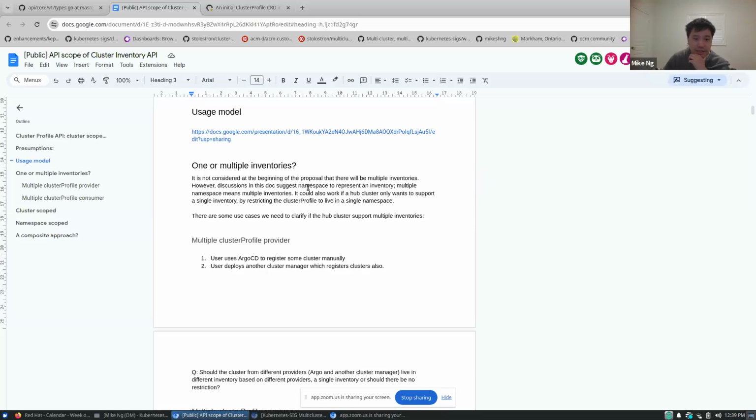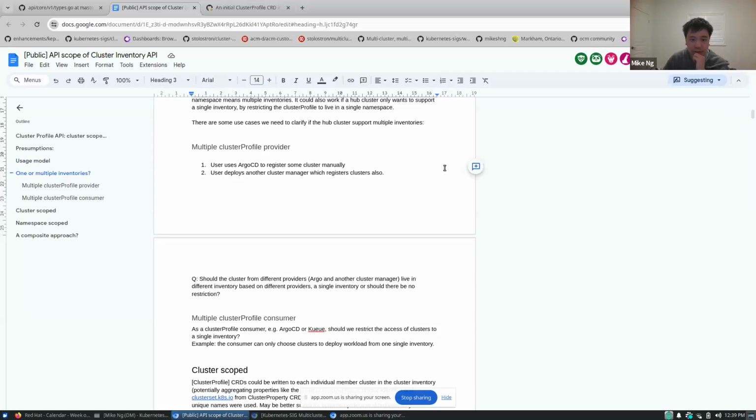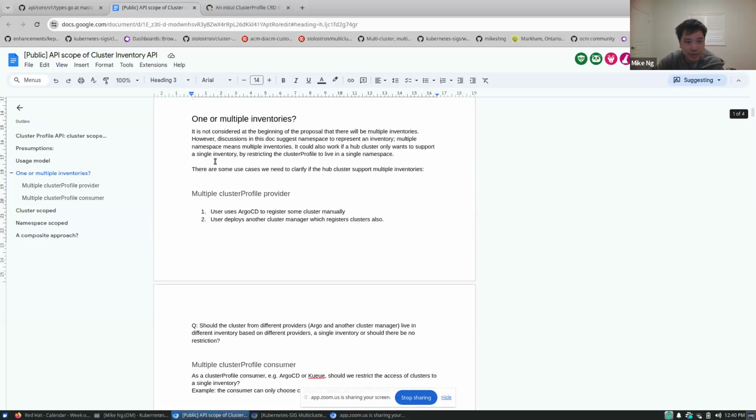This doc suggests that if it's namespace scope, multiple namespaces mean multiple inventories. So the question really is, how do we enforce it? Let's say we want to do namespace scope. How do we enforce that this namespace represents one cluster set and another namespace represents another cluster set? With cluster profile as a member of that inventory, it's hard to have that enforcement. I've said a lot, so I want to take a break and let others chime in first. The first real question is, should there be multiple inventories in a single hub cluster, or just one?